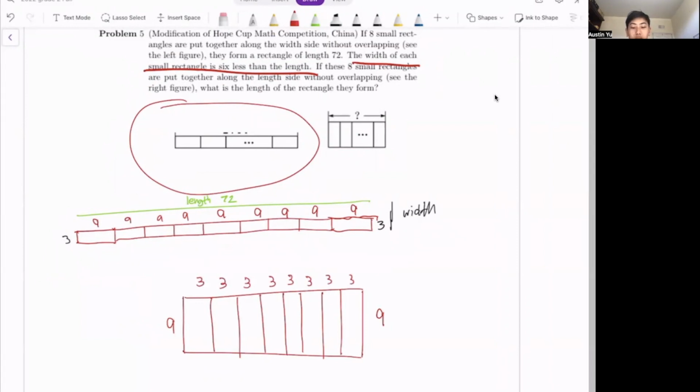Okay, so what is the length of the rectangle they form? Well, since the length is on the top always, this time we see that it is just 3 times 8, which is 24. So the length is 24 if these 8 small rectangles are lined up along the length side.